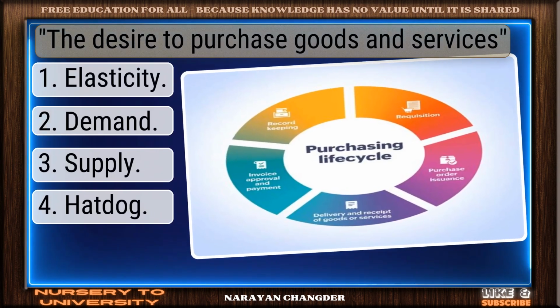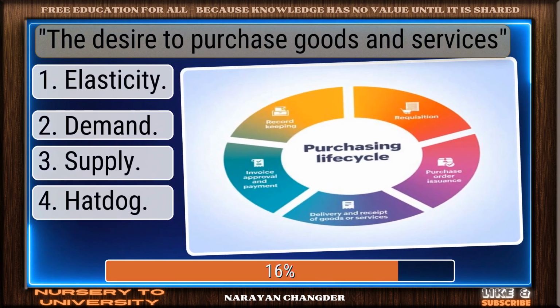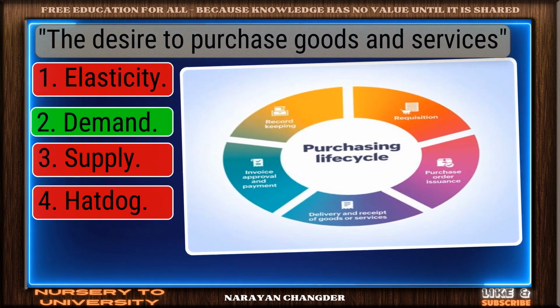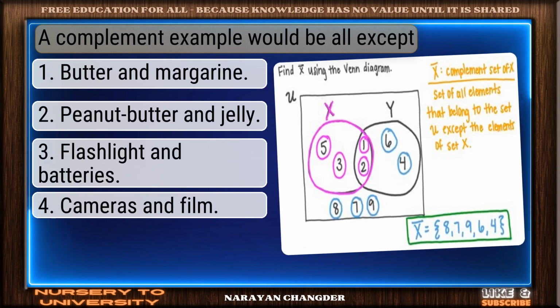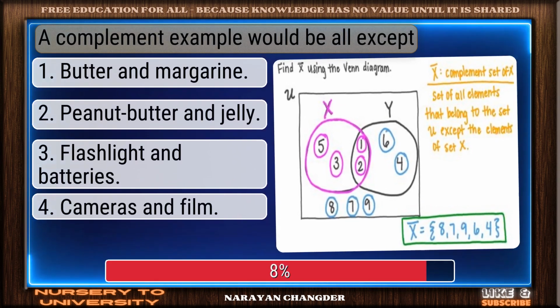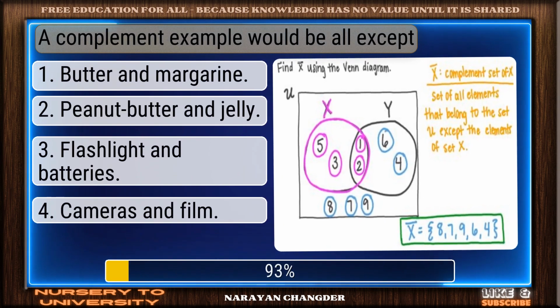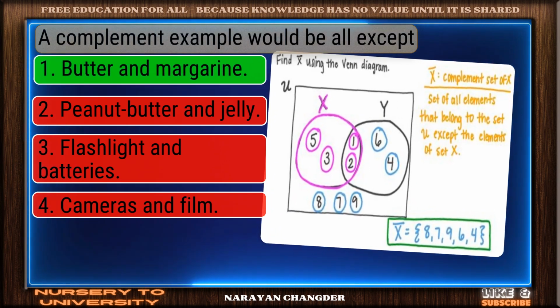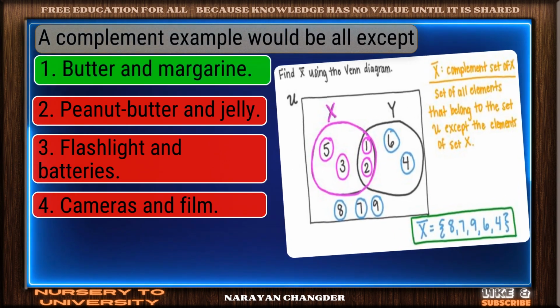The desire to purchase goods and services. Well done. Demand is the right choice. A complement example would be all except. You're right. Butter and margarine is the correct answer.